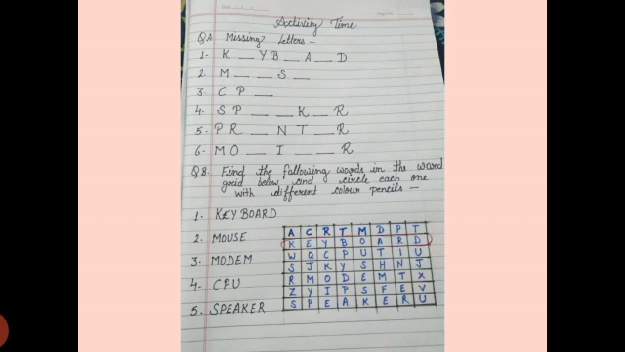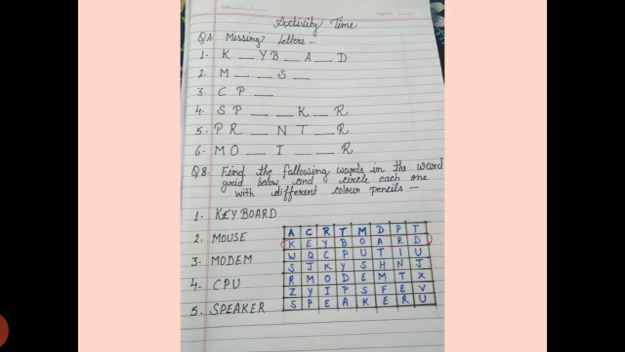Now it's activity time. Students, missing letters. Now here, look at this: K dash Y B dash A dash D. So tell me, complete the word. What is this? Which spelling is this? Which has many keys? Very good. Keyboard.